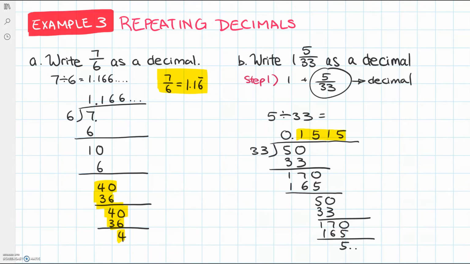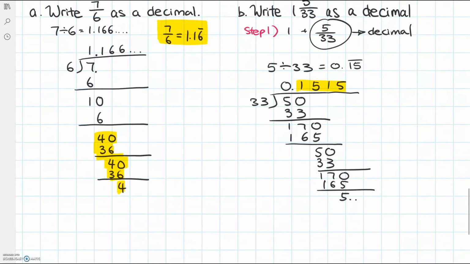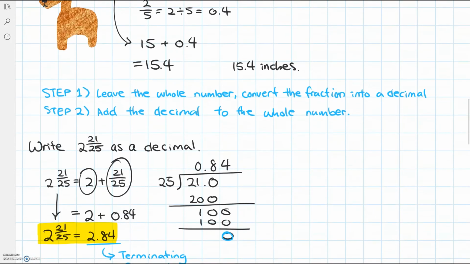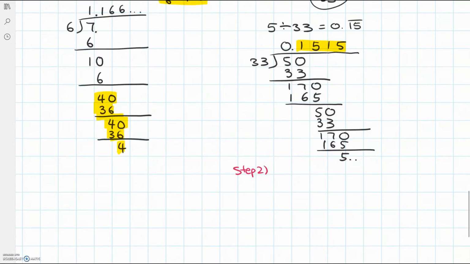So now I know 5 divided by 33 is 0.15 with a bar on top. And don't forget your whole number that you started off with. So I can rewrite my fraction. I'm going to move up here, step 2. What was my step 2? Well, it was to add the decimal to the whole number.